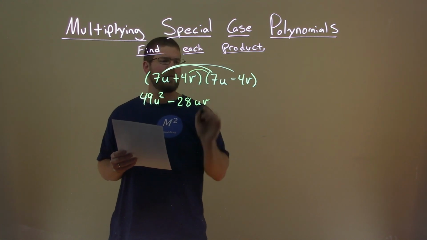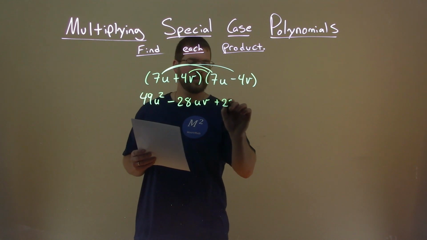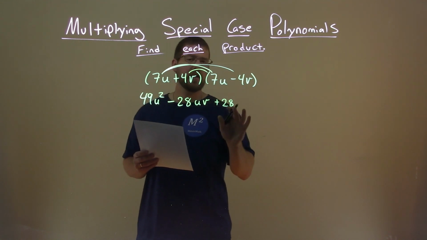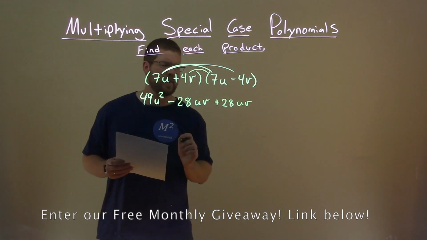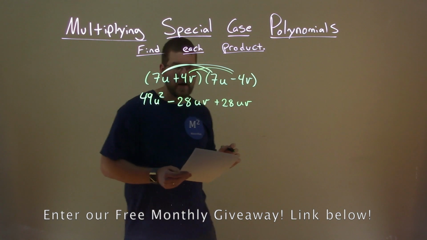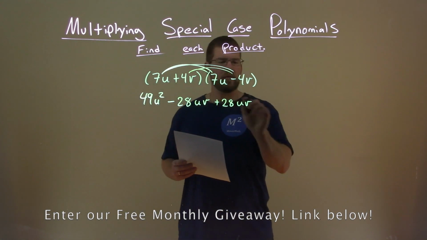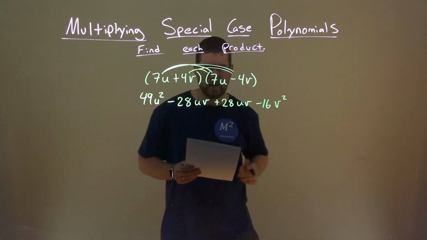Inside now, 4v times 7u. Well, 4 times 7 is a positive 28. And v times u is vu, or uv. You'll see in a minute why I wrote it that way. 4v times a minus 4v, well, 4 times a negative 4 is a minus 16. v times v, v squared.